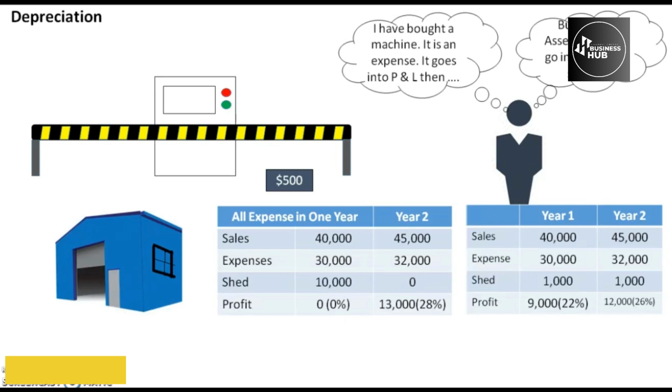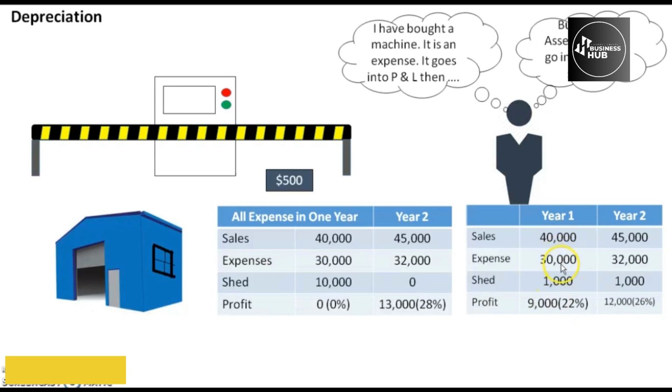Probably no. What you are supposed to do is consider how many years you will be using that shed for. Probably 10 years. Then you have to subtract that $10,000 every year from your P&L statement by dividing that 10,000 into 10 parts, that is 1,000 each. That's what we did in the second case over here.